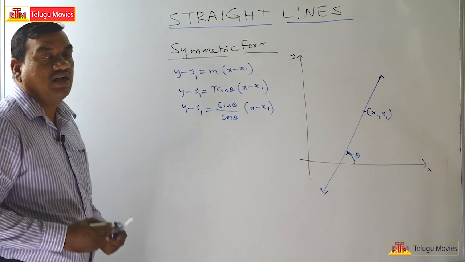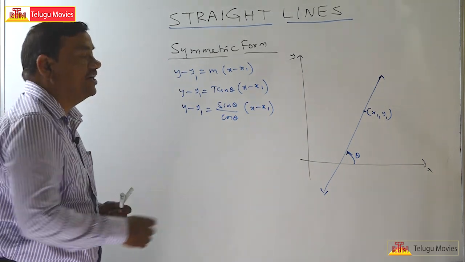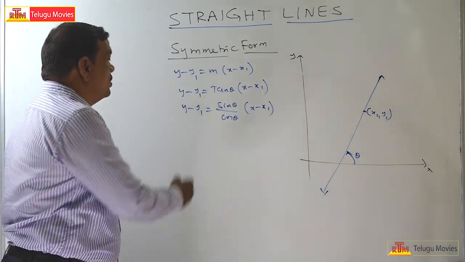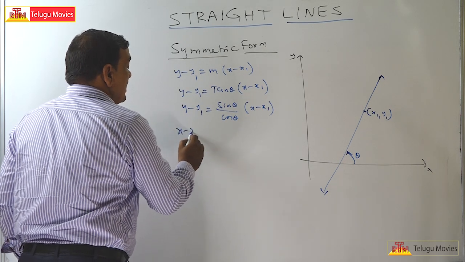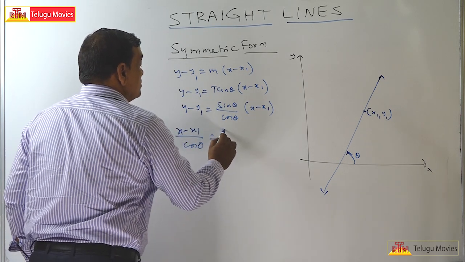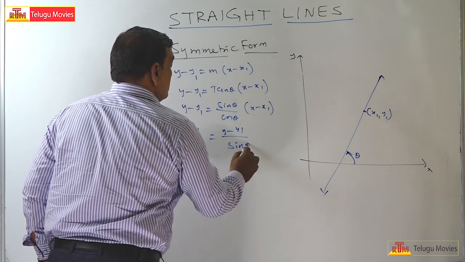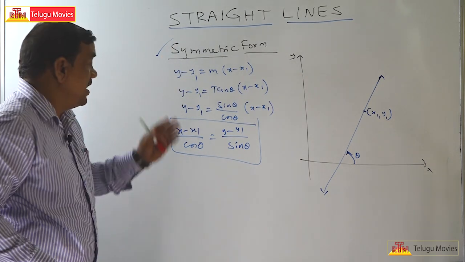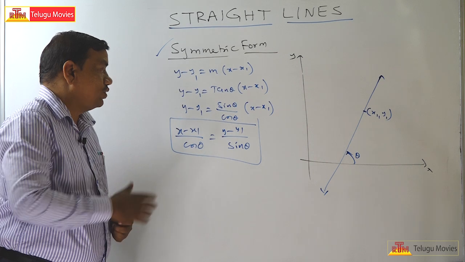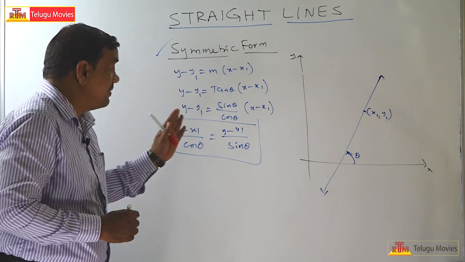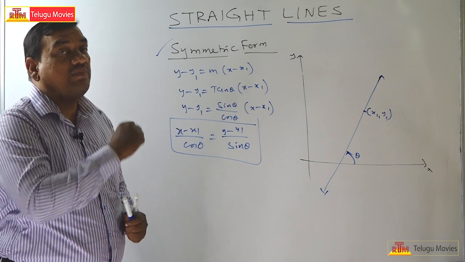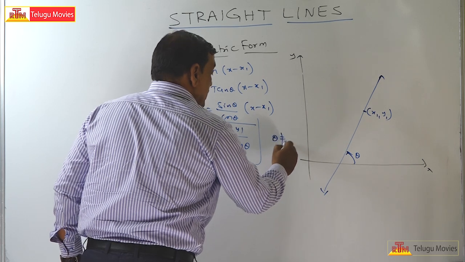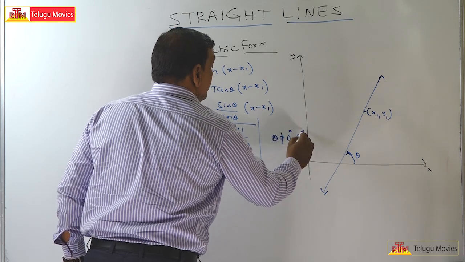Of course here theta should not be equal to 90 degrees, because tan 90 is not defined. So if you observe, this gives x minus x1 upon cos theta is equal to y minus y1 upon sin theta. This is called the symmetric form of the line: x minus x1 upon cos theta is equal to y minus y1 upon sin theta, where theta cannot be equal to 0 degrees or pi by 2.